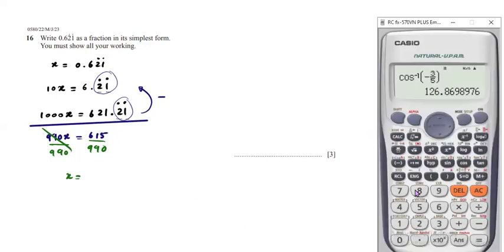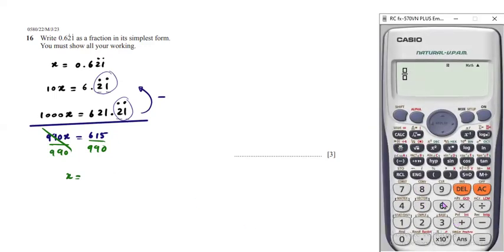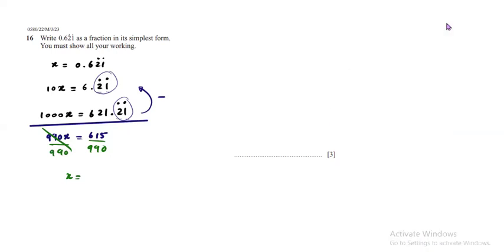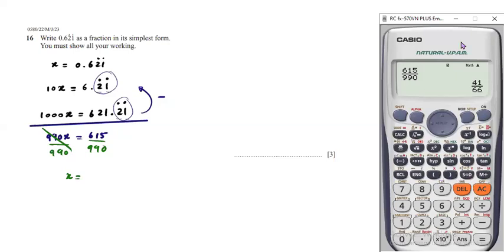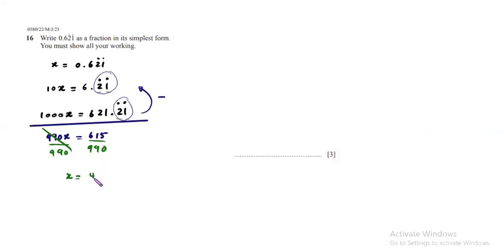But when I put that in the calculator, 615 over 990, I get it in the simplest form, which is 41 over 66. So if I check the answer as a decimal, I get 0.62122121, which is the same thing that is mentioned here, which means my answer is correct. According to this question, the answer that I ended up getting is 41 over 66. That is the fraction for this recurring decimal that is given here.